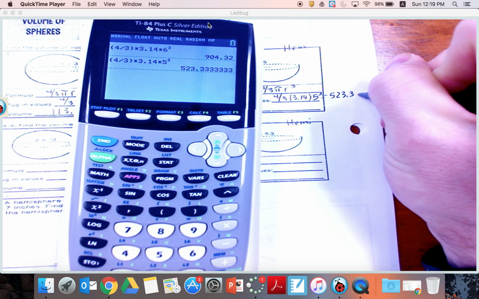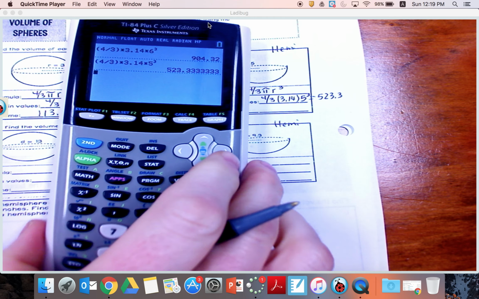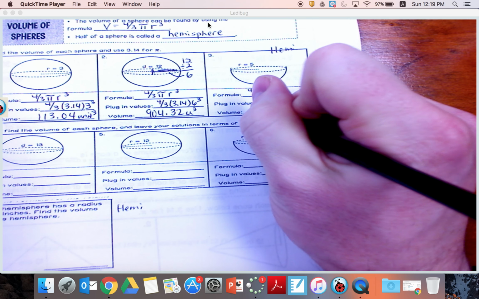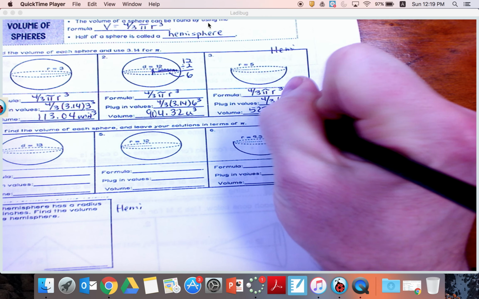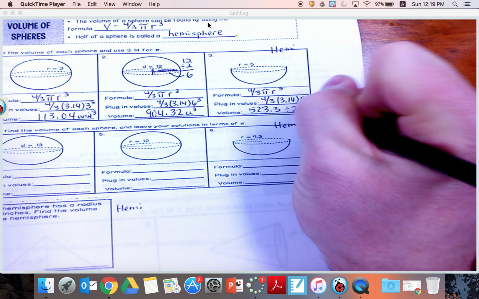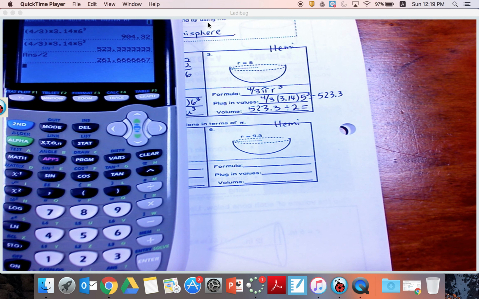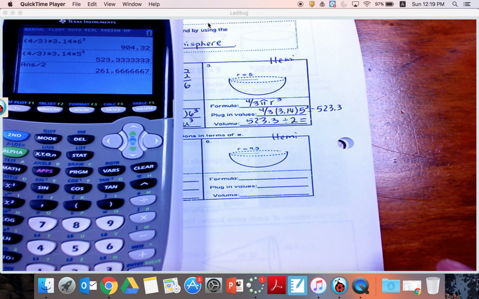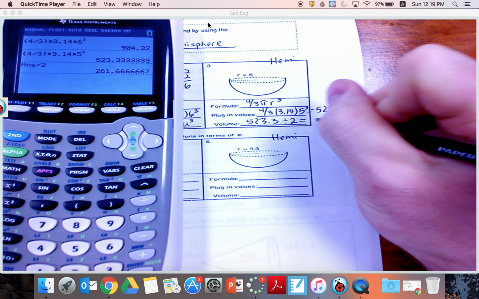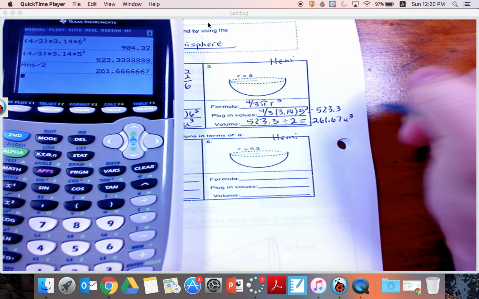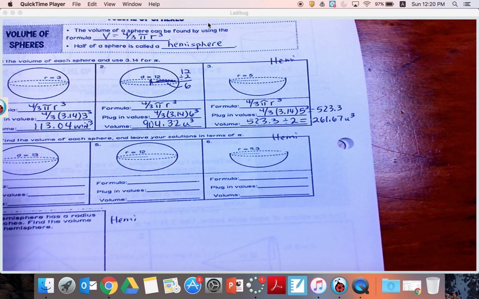Now remember, that would be a full sphere. We want half a sphere. So I need to take half of that. I'm going to divide it by 2. And when I divide that by 2, I get my final solution to be 261.67 units to the third power, or cubic units in this case.